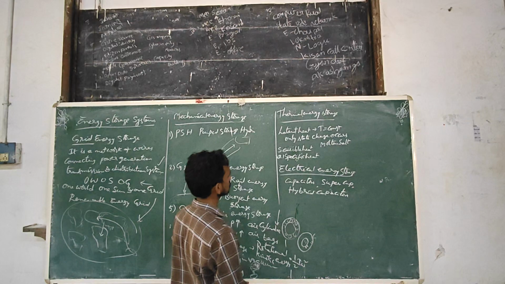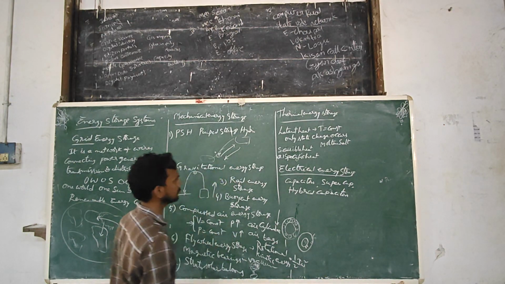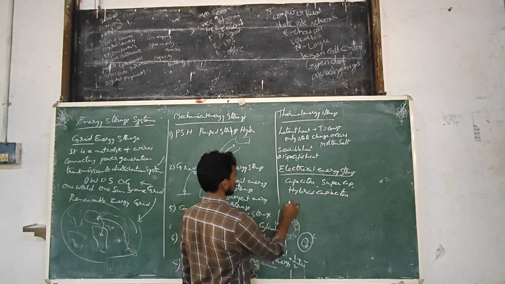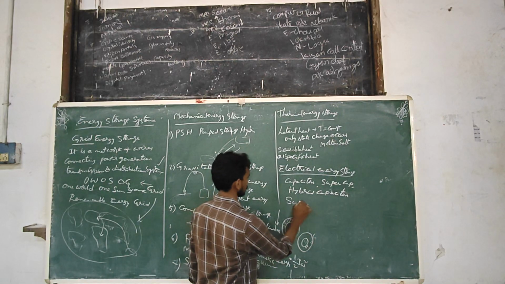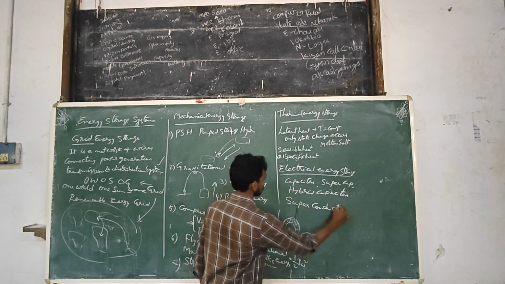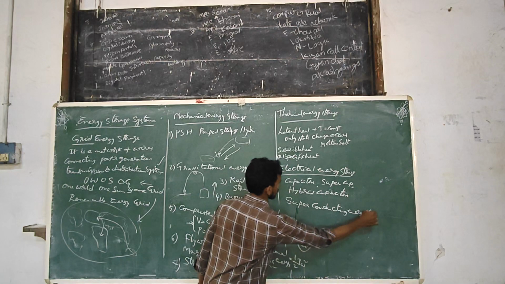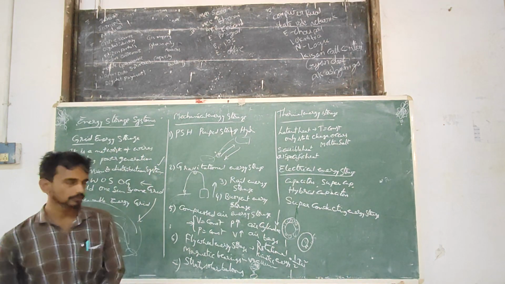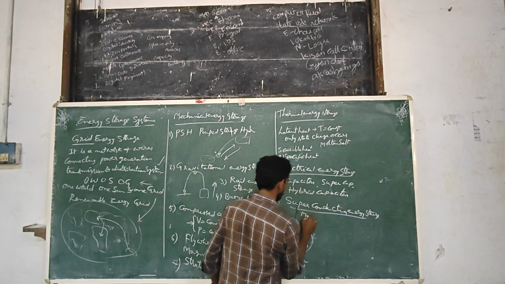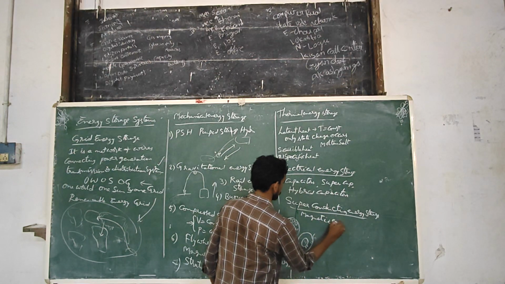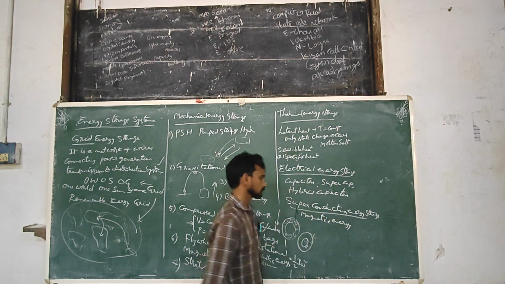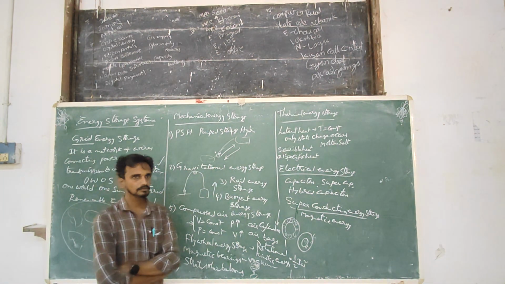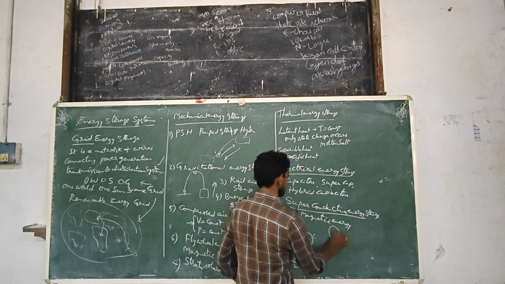And other energy storage systems: photochemical, and superconducting energy storage. So here the energy is stored in the form of magnetic energy. What are superconductors? Conductors with zero resistance.